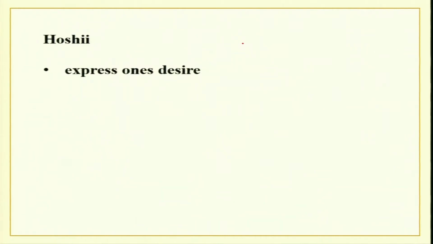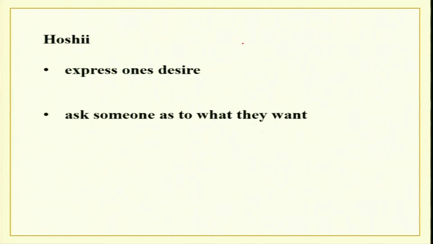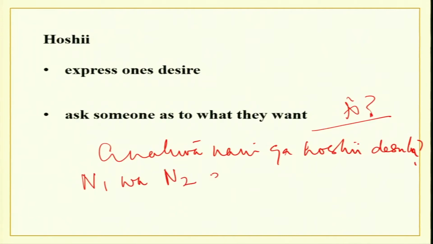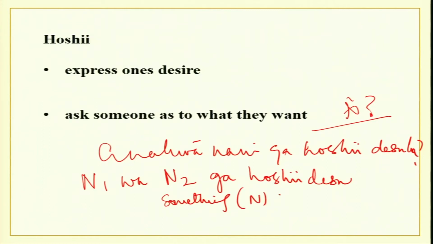Hoshi, as I just now told you, expresses desire or your wish that you want something. Also, when you have to ask someone as to what they want or want to know what they want, then what are you going to use? You are going to use ka and then ask the person. Anata wa nani ga hoshi desu ka? So, what is the sentence pattern? Noun 1 wa, noun 2 ga hoshi desu. This could be something which would generally be a noun.